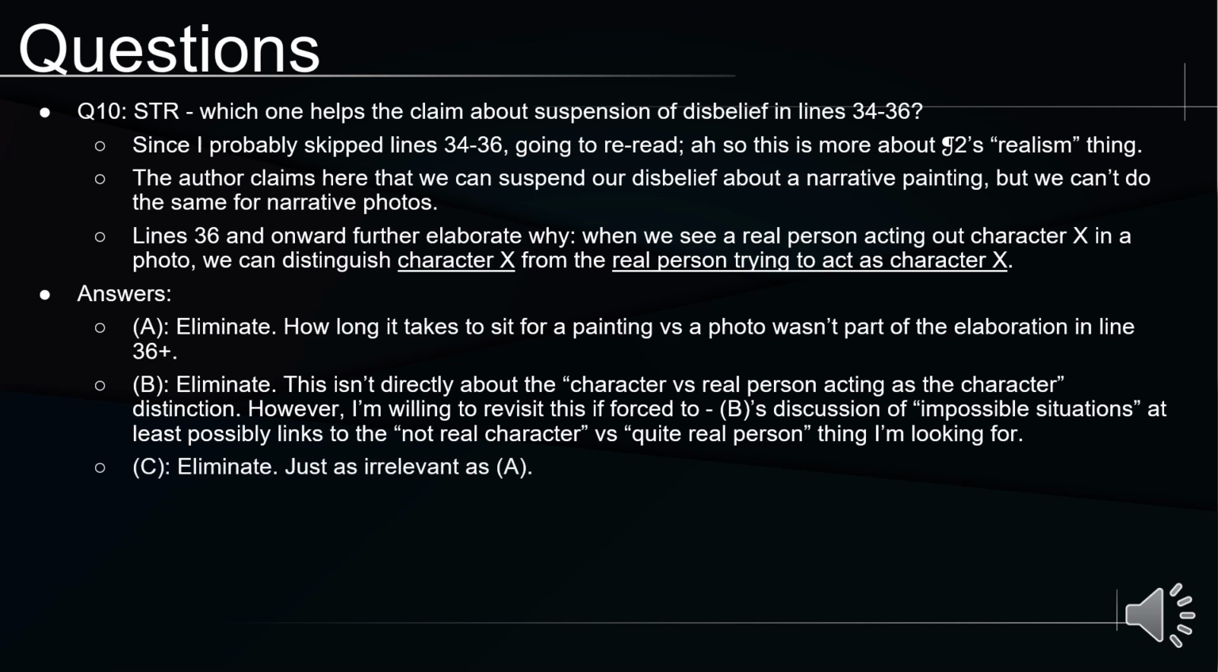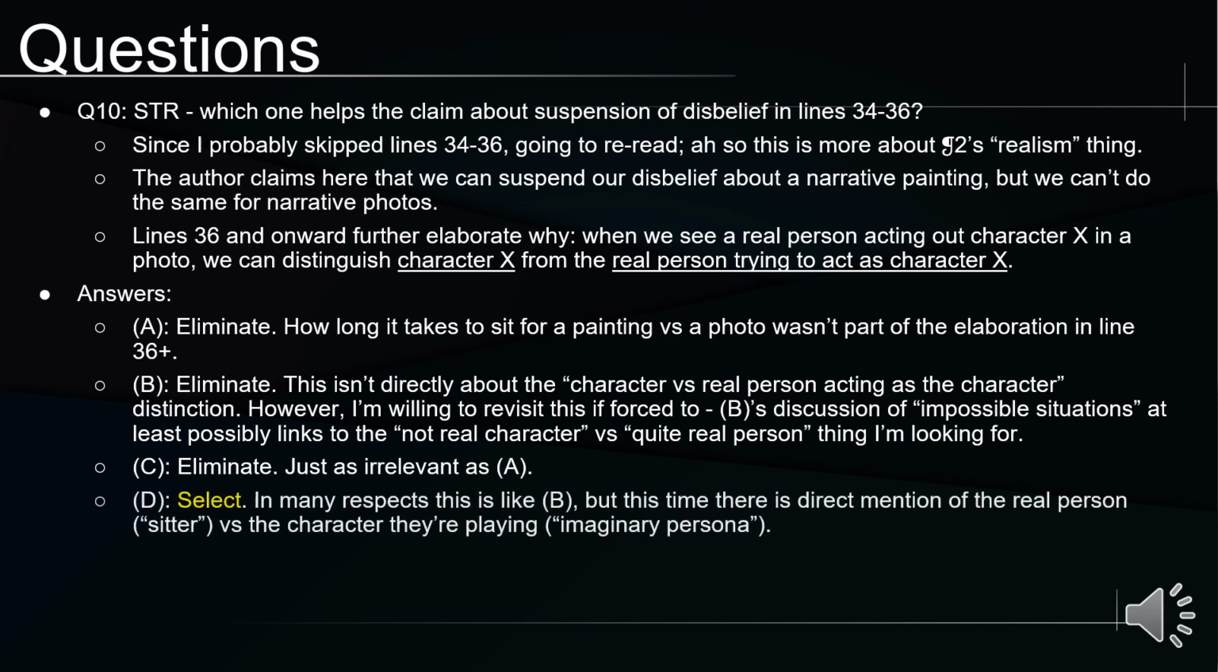Moving on to C, also an elimination. To me, it's just as irrelevant as A. Again, I'm looking for the distinction between the character and the person playing the character. That's what makes suspension of disbelief more or less impossible in photos. And so yeah, to me, C brings up something just as irrelevant as A.